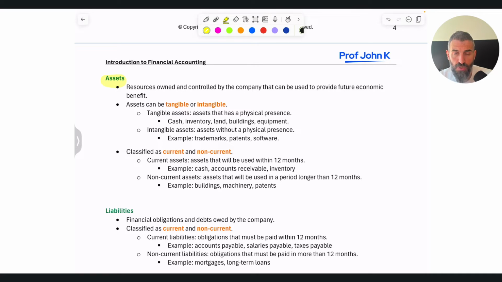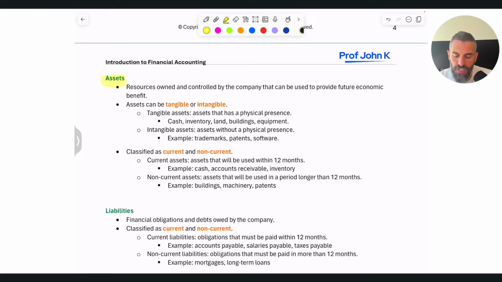First of all, they can be tangible or they can be intangible. Most of the assets are tangible. Tangible assets are assets that have a physical presence. Think of cash. You can see and touch cash. Whether it's literal cash or it's money in your bank account, cash is tangible. Inventory, tangible. Supplies, buildings, machinery, most things are tangible.